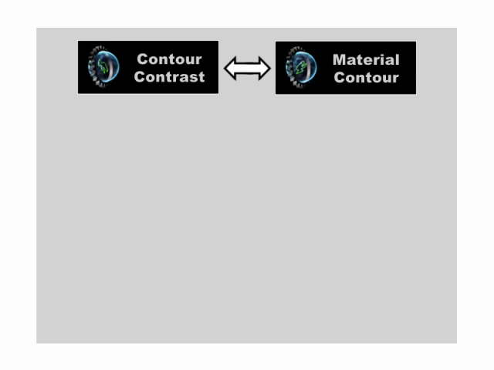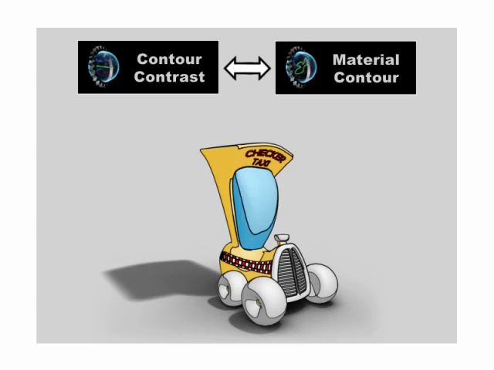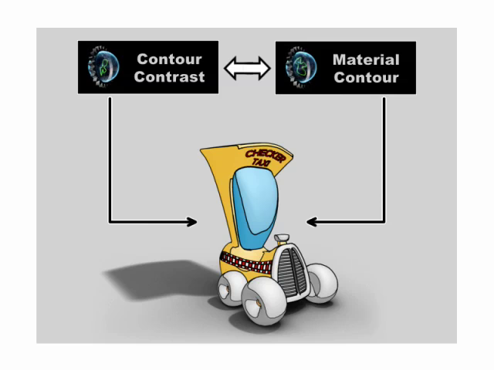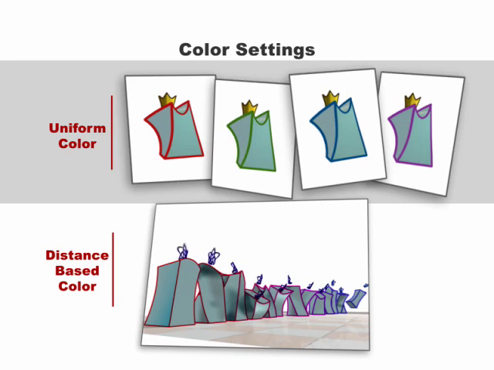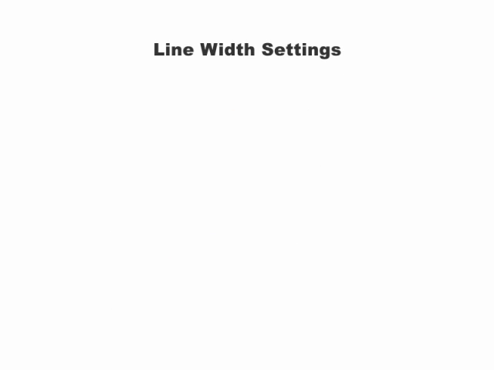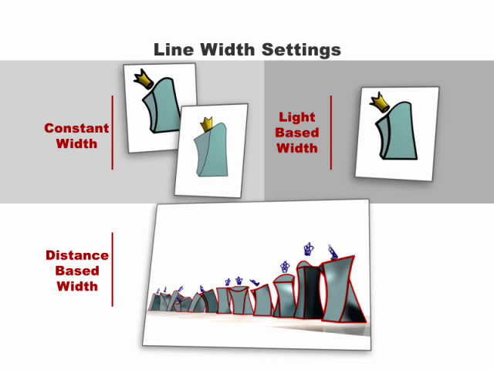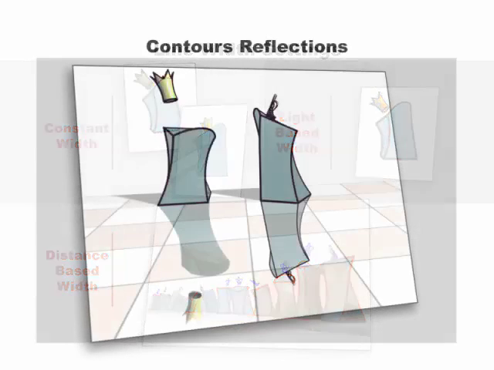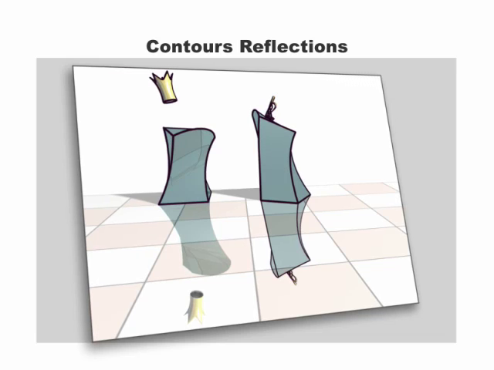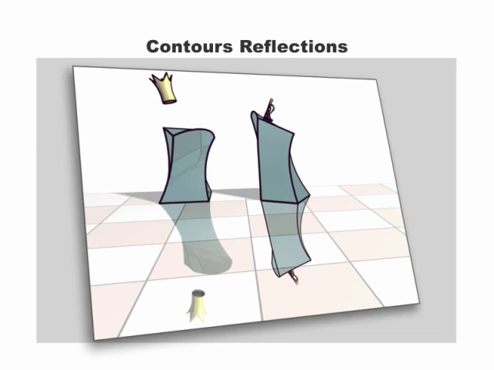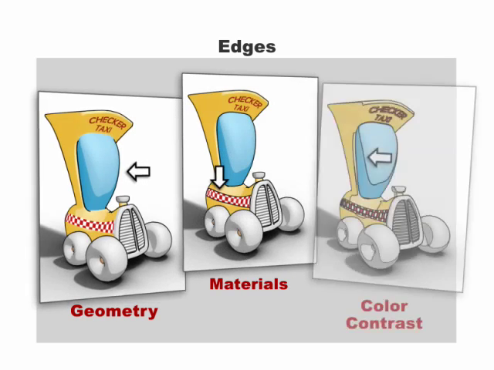Contour shader settings for materials combined with the contrast shader options can change the look of your contours as you desire. For example, some of the contour characteristics you can control are color, uniform or based on distance, line thickness, constant or based on distance or light direction, reflections, which can have or not have contour, lines for geometry, materials, or color edges.